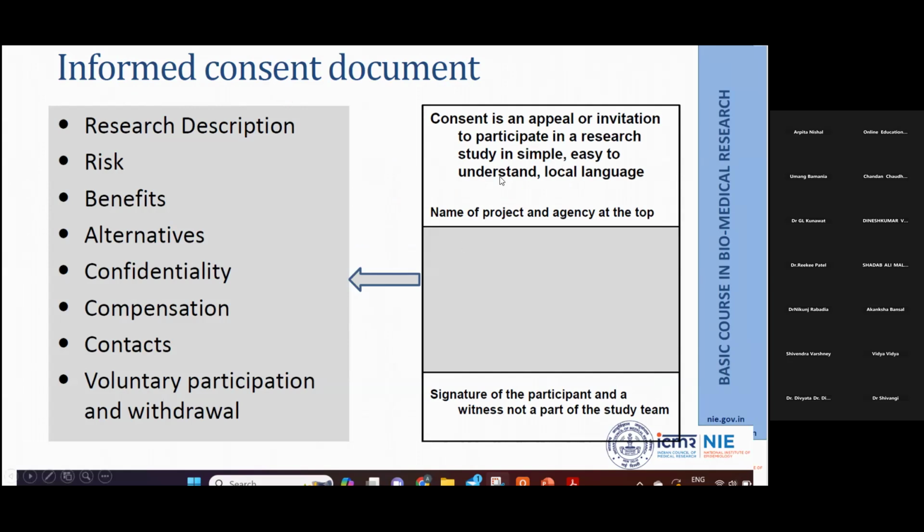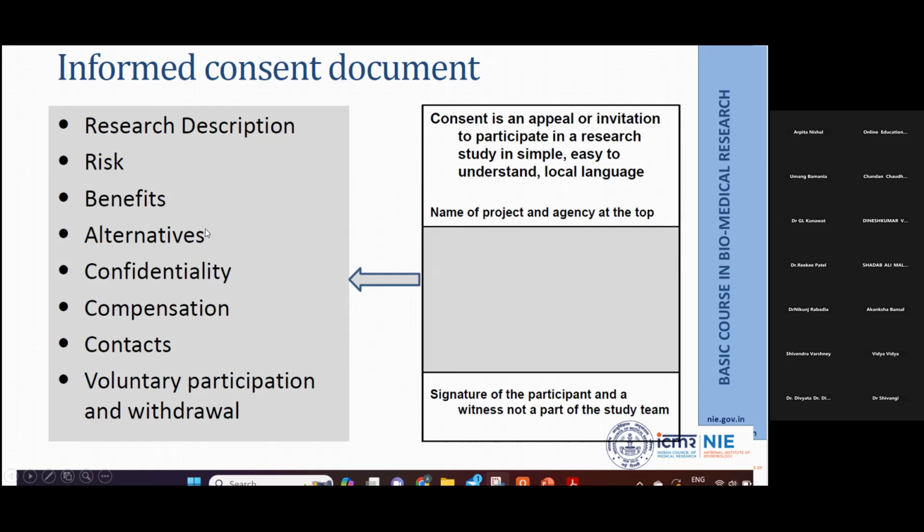This document consists of, at the top in the header, the name of the project and the agency which is doing it. Then comes the main body part. In this body part, there has to be a brief description of the research that is going to be carried out, the potential risks that will be involved in the study, and the benefits. Sometimes there is no individual benefit, but it is a benefit to the community. That has to be explained to the participant. Then alternatives must be explained.